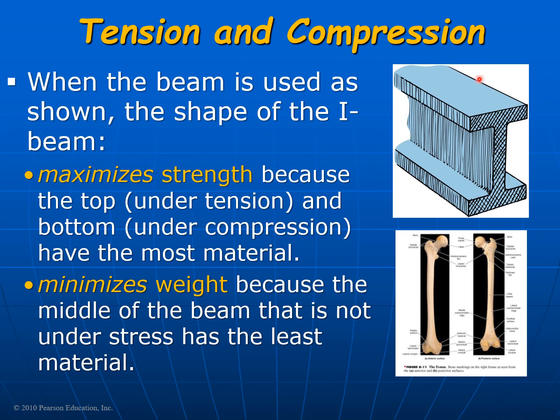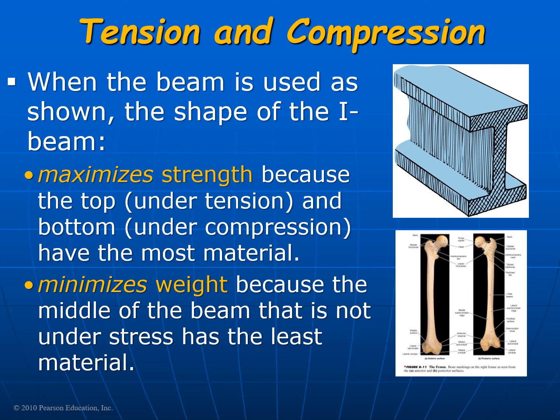It will have tension on the top part, compression in the bottom, and the middle part is neutral, with no tension and no compression. So it will have maximum strength because the top will be under tension, the bottom will be under compression, and it has the most material there. But at the same time, it will have minimum weight. The middle is empty, it has no material, because the middle of the beam that is not under stress has the least material.